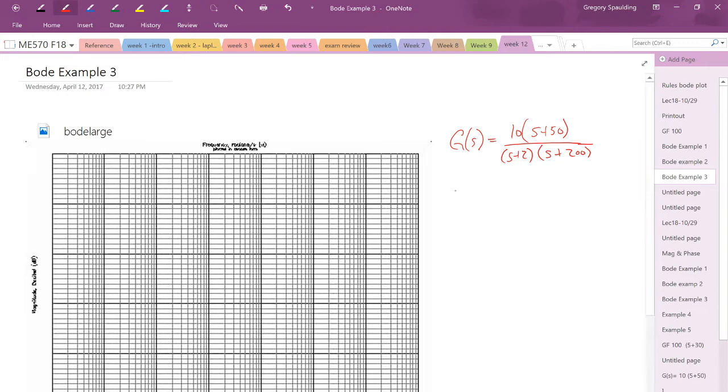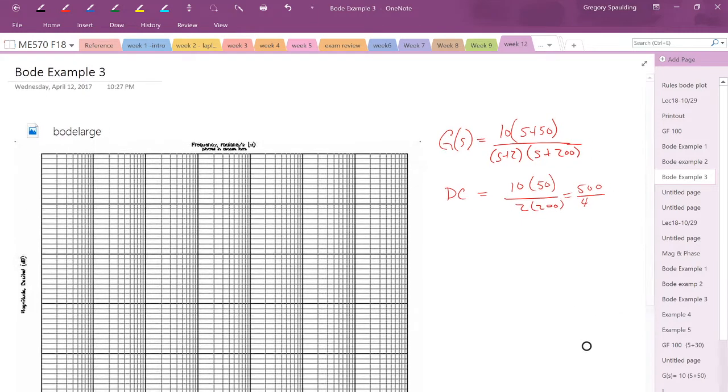we're going to look at the DC gain. We're going to ignore any free s's, and in this case we don't have any, so we're going to set the remainder of the s's equal to 0, and so what we end up with is 10 times 50 divided by 2 times 200. This is going to be equal to 500 over 400, and that equals 1.25.